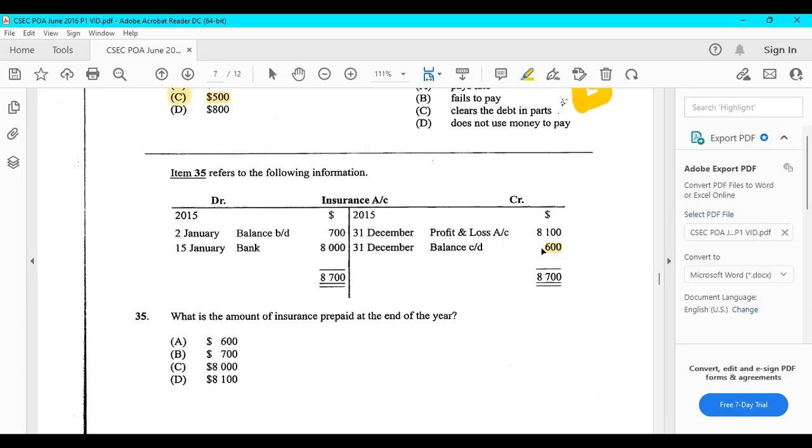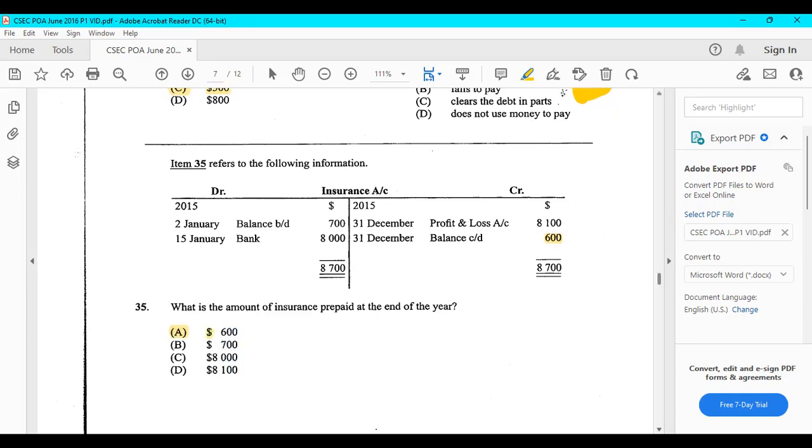So this balance carried on of 600 is gonna be our balance brought down of 600. This brought down will fall on the debit side of the insurance account, right? And this represents our prepayment. So the answer is 600. 600, guys. Moving on. It's A.